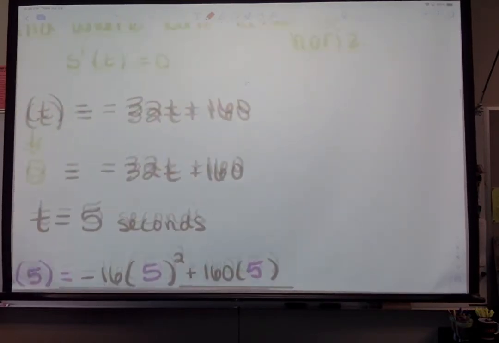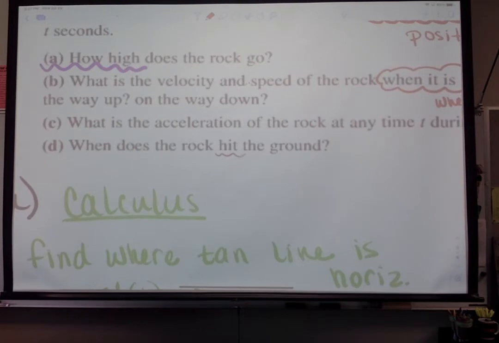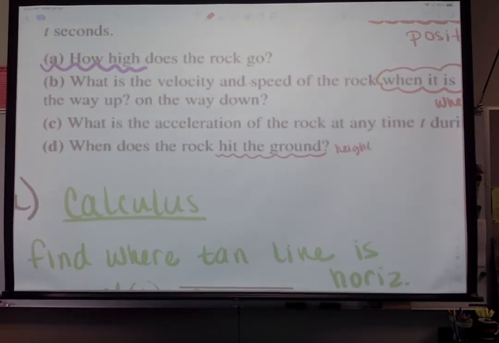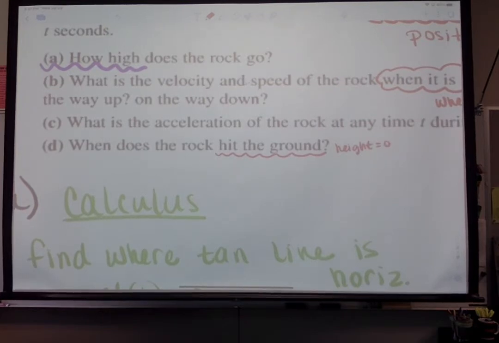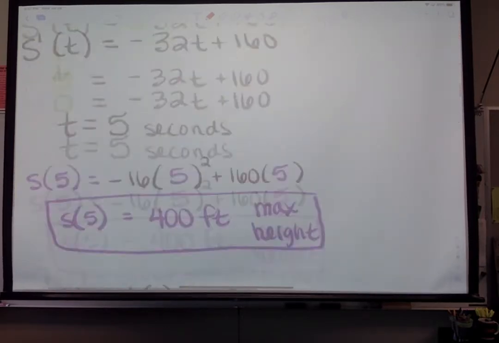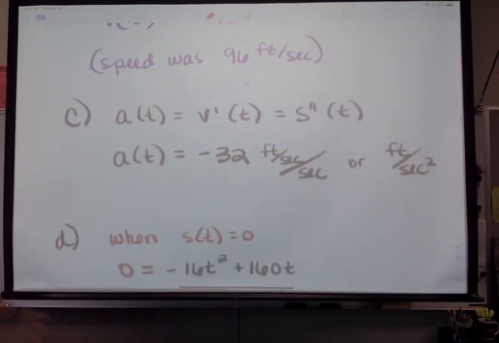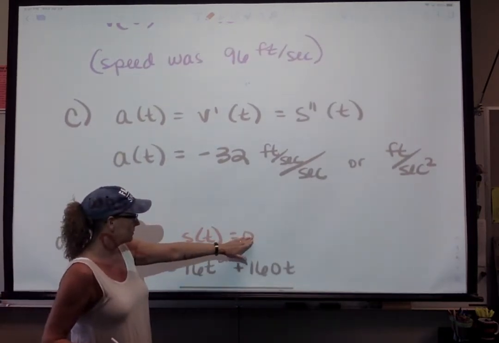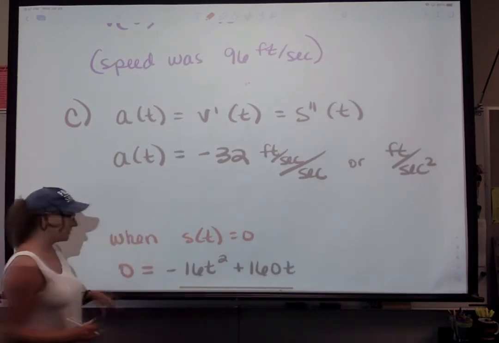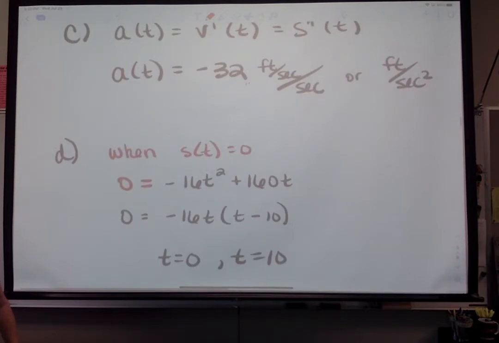When does the rock hit the ground? Okay, so for part D, when does the rock hit the ground? I want my height to be 0. I want my position to be 0. So, I did that. Part D, I set position equal to 0. That's what it looks like, equals 0. Factored it, solved it.